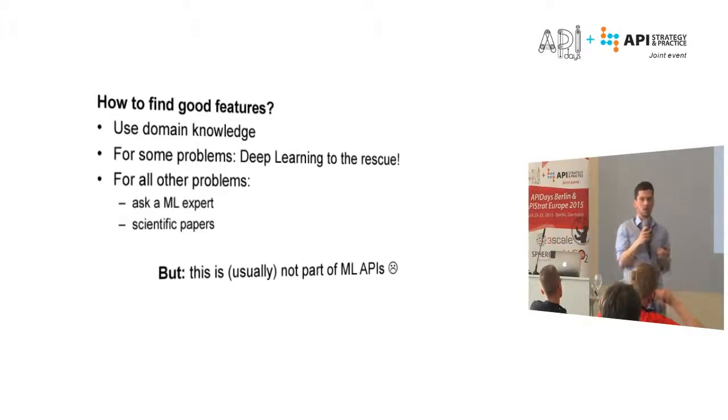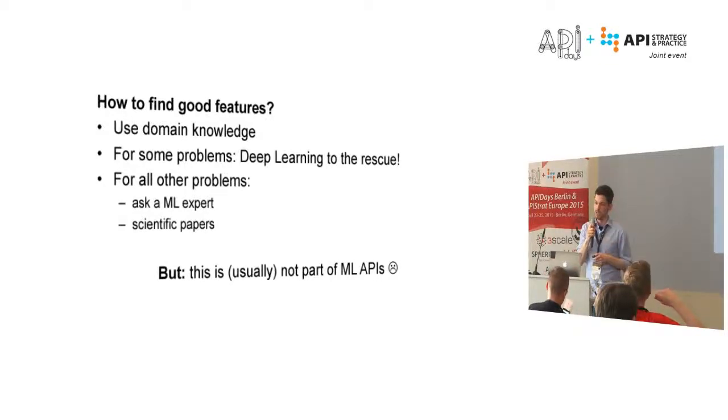This is also what we saw now. You really need tons of data, otherwise the representation probably is not good. For other problems, it's really sad but true, but you probably need to ask a machine learning expert who has some experience with some of the data that you have, or you should have a look at scientific papers, because for all more or less common applications, you will find some nice feature representation, be it, I don't know, speech or of course computer vision. But this whole thing is usually not part of machine learning APIs, unfortunately.